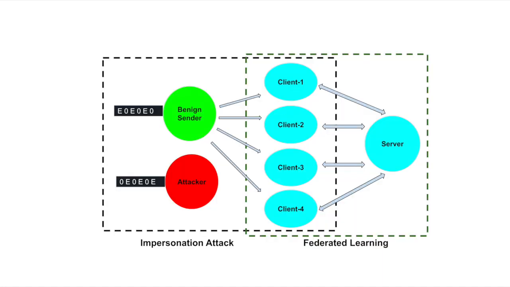This model can be extended with 4 receivers, client 1 to client 4, who receive different data but want to learn from each other without sharing their data. This scenario can be implemented using federated learning, where devices constantly learn about different attack patterns from each other.